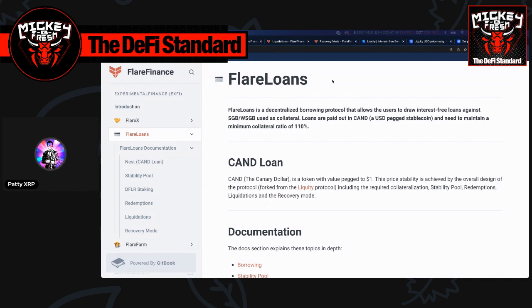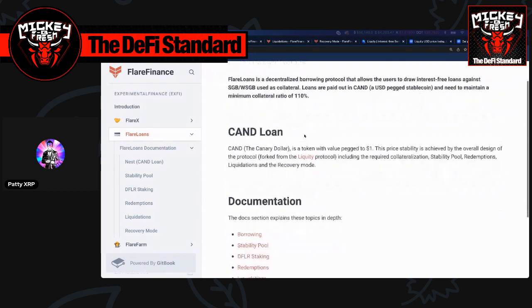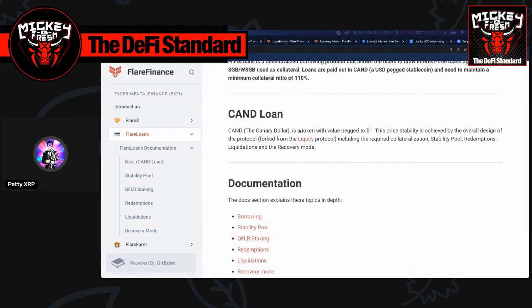So let's start off with what FlareLoans is. It's a decentralized borrowing protocol that allows the user to draw interest-free loans against Songbird and wrapped Songbird used as collateral. Loans are paid out in Canary dollars, a USD peg stablecoin, and need to maintain a minimum collateral ratio of 110%. Additionally, the Canary dollar is a token with value pegged to $1. This price stability is achieved by the overall design of the protocol forked from the Liquity protocol, which we'll touch on in a sec, including the required collateralization, stability pool, redemptions, liquidations, and recovery mode.